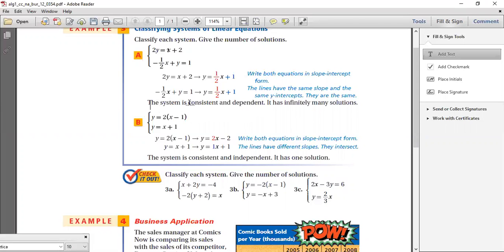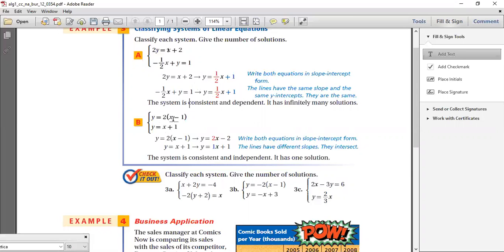So if the system is consistent and dependent, it has infinitely many solutions. Okay. I hope you understood that part. If the system is talking about the same line, it is consistent and dependent. Dependent because it has many solutions. Okay, that will become more clear when we solve this one.